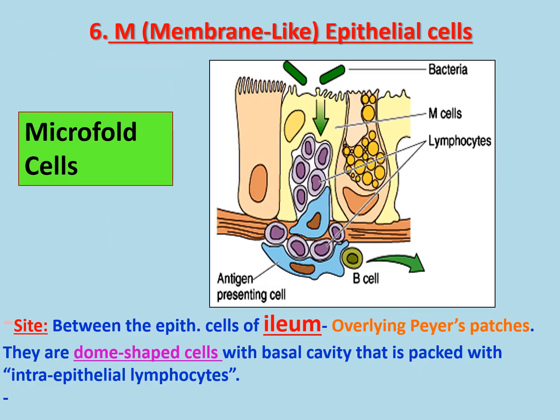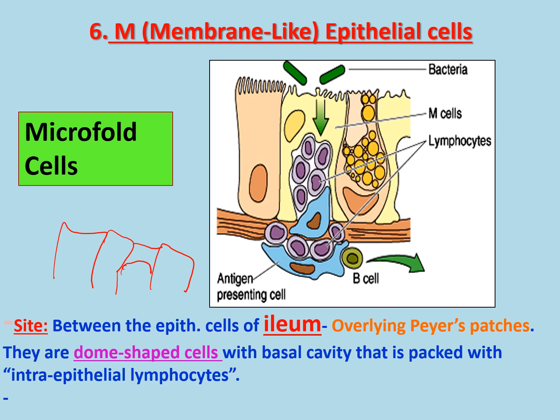We have in the small intestine a membranous epithelial cell, or M cell. It is considered a microfold cell. Let's see how it looks. If you have a simple columnar cell, and this is the columnar cell, we are going to have a dome-shaped cell like that. It is microfold. It is a dome-shaped cell.